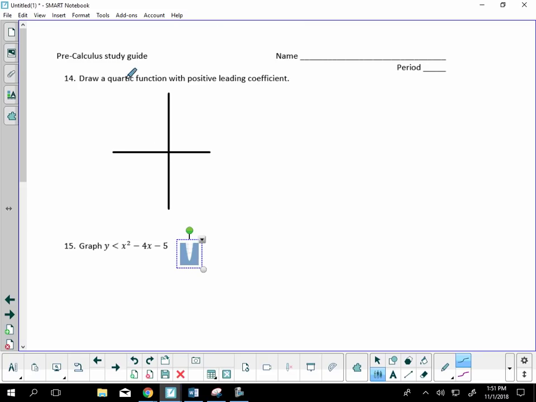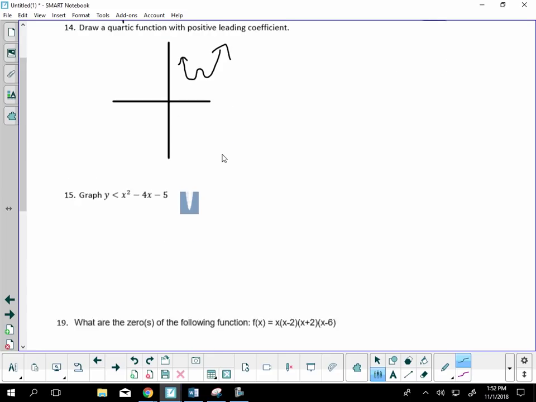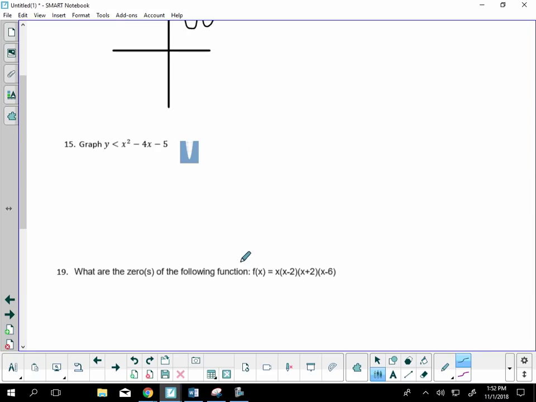Draw a quartic function. Well, quartic would be fourth degree. With a positive leading coefficient, that means my end behavior is up. Three turning points. And you could have had some x-intercepts there if you wanted to. Number 15.